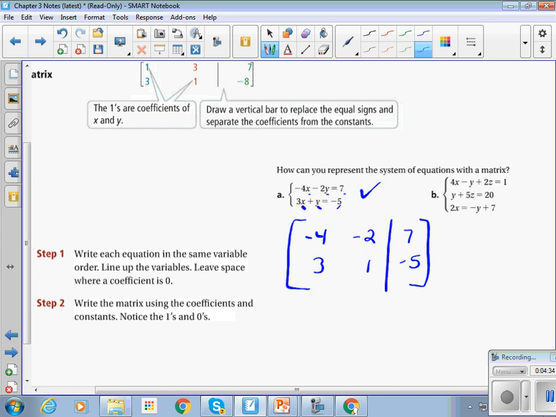So step 1 is to write each equation in the same variable order, x's, y's, and then equals your constant. Line up the variables, leave space where the coefficient is 0. And we'll see that in this B1 right over here. Step 2, write the matrix using the coefficients and constants. Notice the 1s and 0s. Okay. So let's look at this.